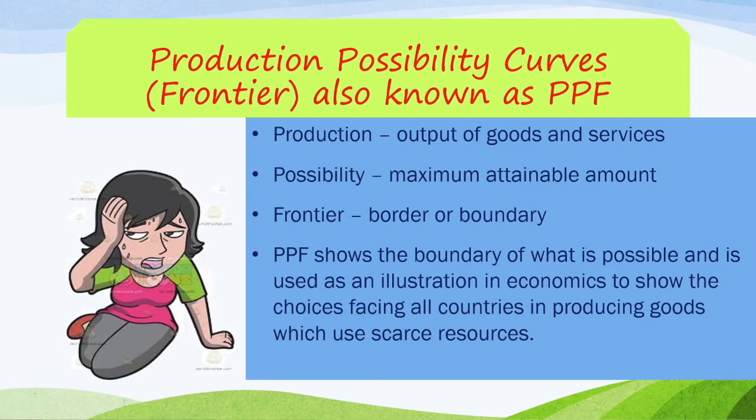The first P in PPF stands for production, which means the output of goods and services. The second P stands for possibility, which means the maximum attainable amount. The F stands for border or boundary. Therefore, PPF shows the boundary of what is possible and is used as an illustration in economics to show the choices facing all countries in producing goods and services which use scarce resources.